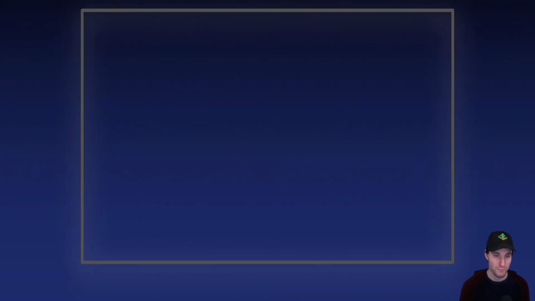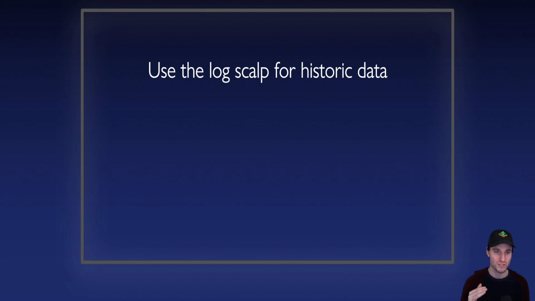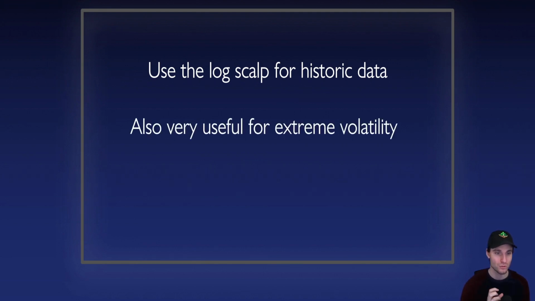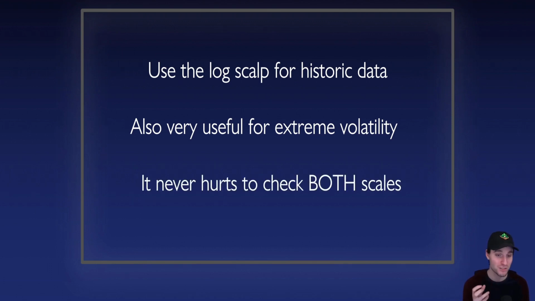So the summary of the points that we've gone through tonight are: use the log scale for historic data. I think hopefully that's really clear now. Also very useful for extreme volatility, when we're getting those big percentage moves. All-time high is obviously a big percentage move. And it never hurts to check both scales.